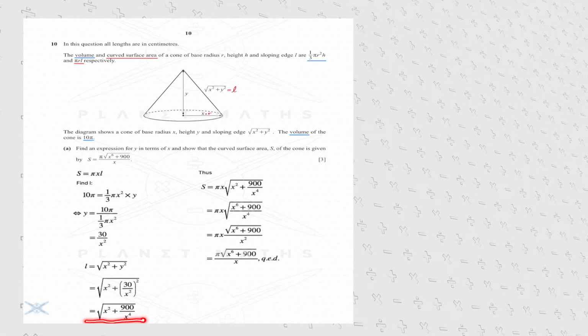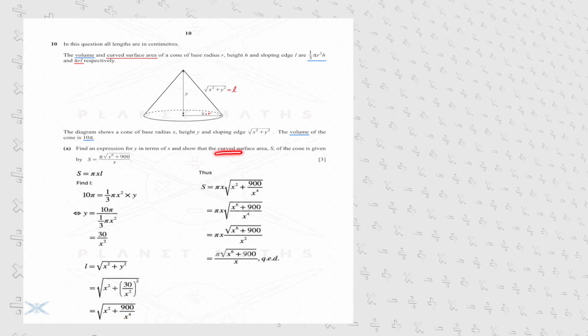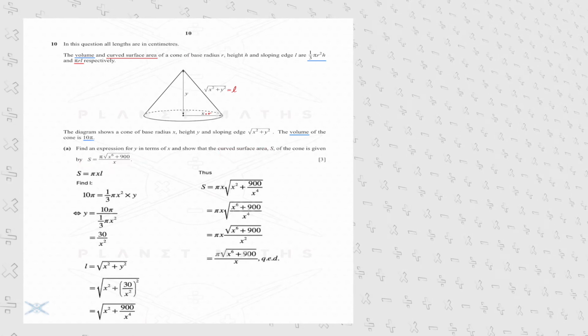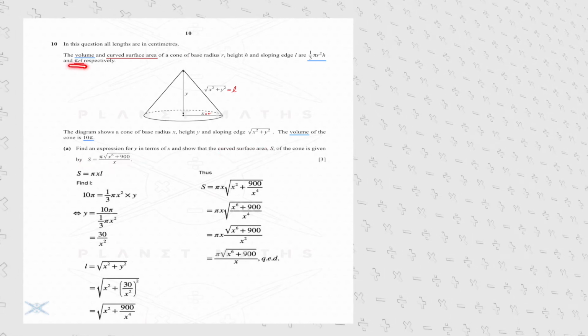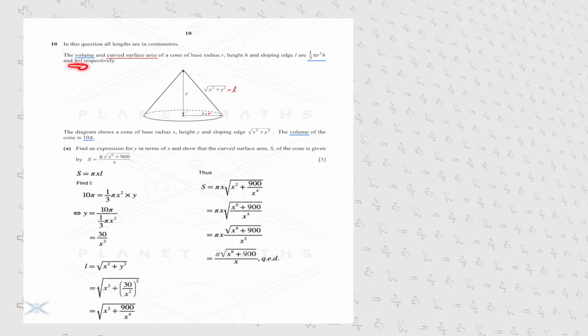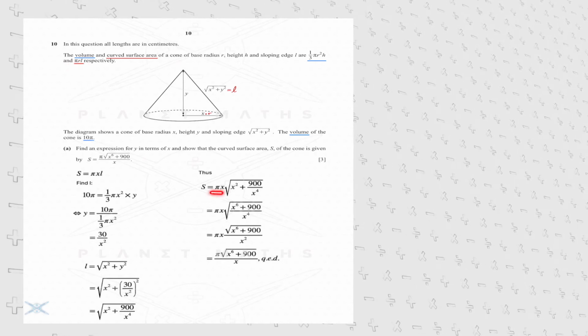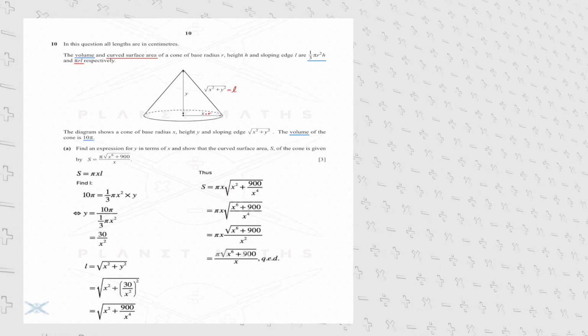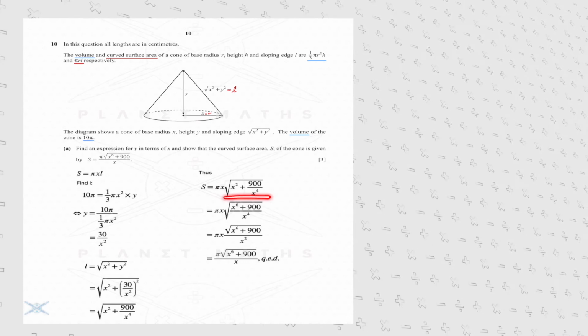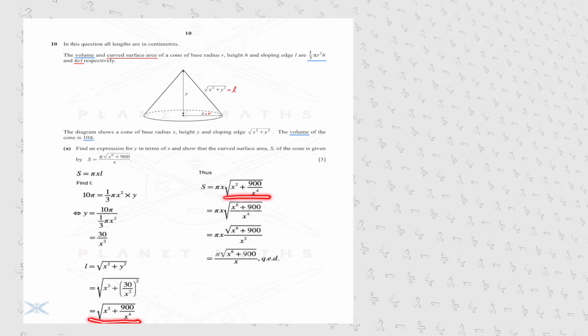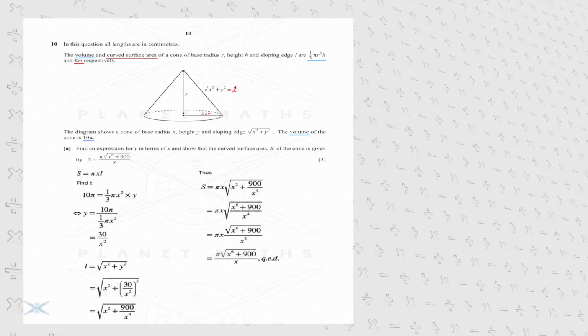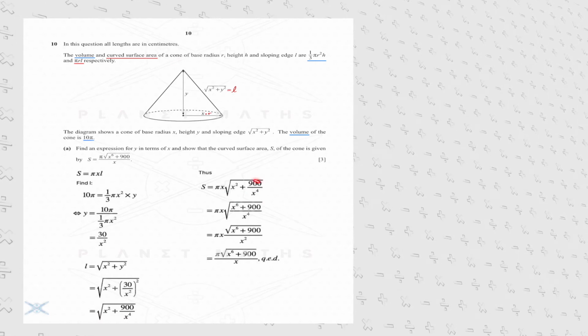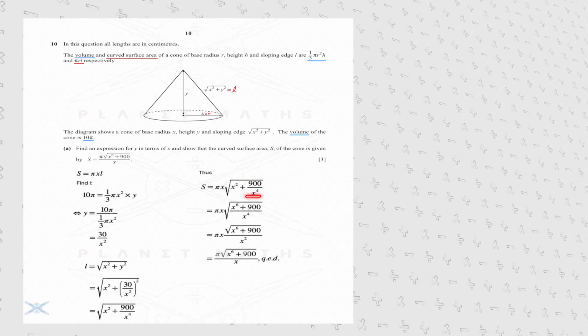Now we have all that we need in order to calculate the curved surface area S, which is generally calculated by multiplying the radius and the sloping edge with pi. So pi remains pi, r is substituted with x, and L is substituted with the expression that we've just calculated in the previous step. In step 1 we will find the common denominator for the radicand, which is x to the power of 4.